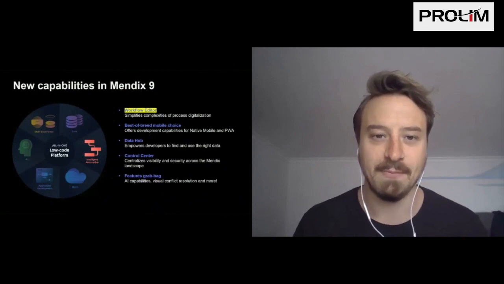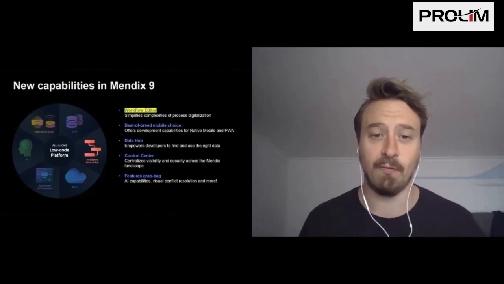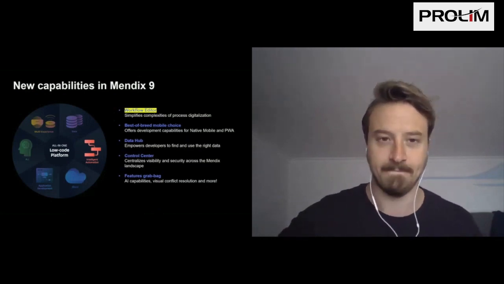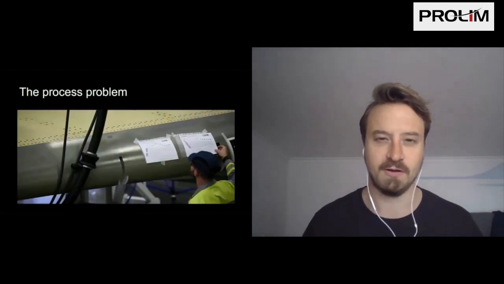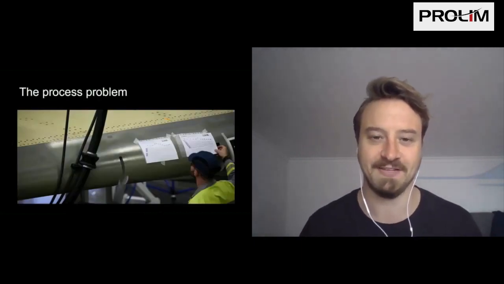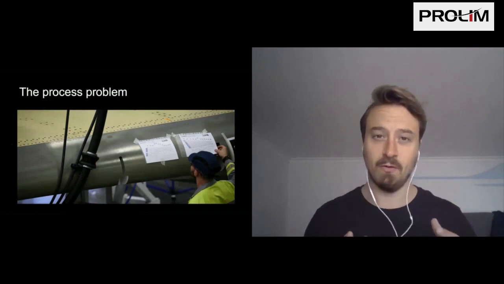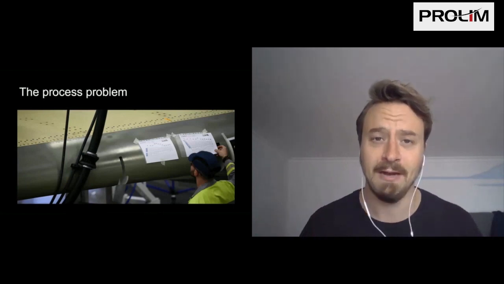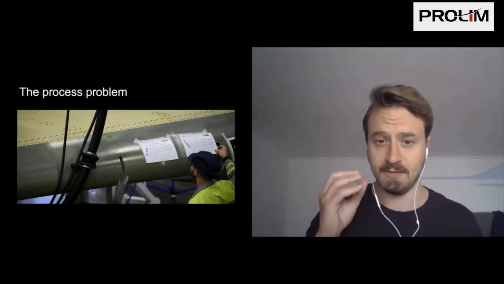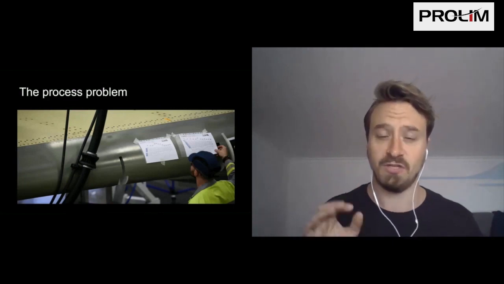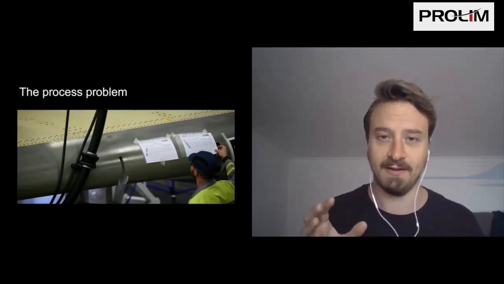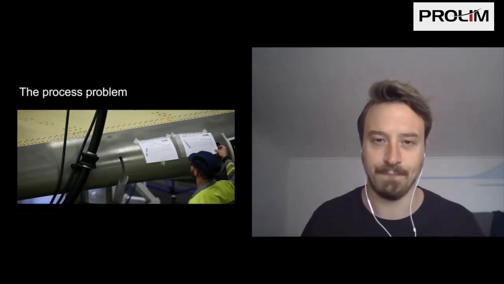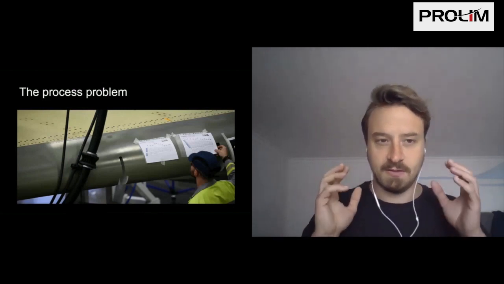Hello, my name is Abel Verweg, and I will talk about the workflow editor and the control center as the new capabilities within Mendix 9. Let's start with the problem. Just have a look at this image. This is somebody who is doing maintenance in a high-tech factory. Immediately, it becomes evident that this guy is doing an inspection, which is a task of a process that, while he is in this high-tech factory, he's still conducting on paper. And this is the process problem.